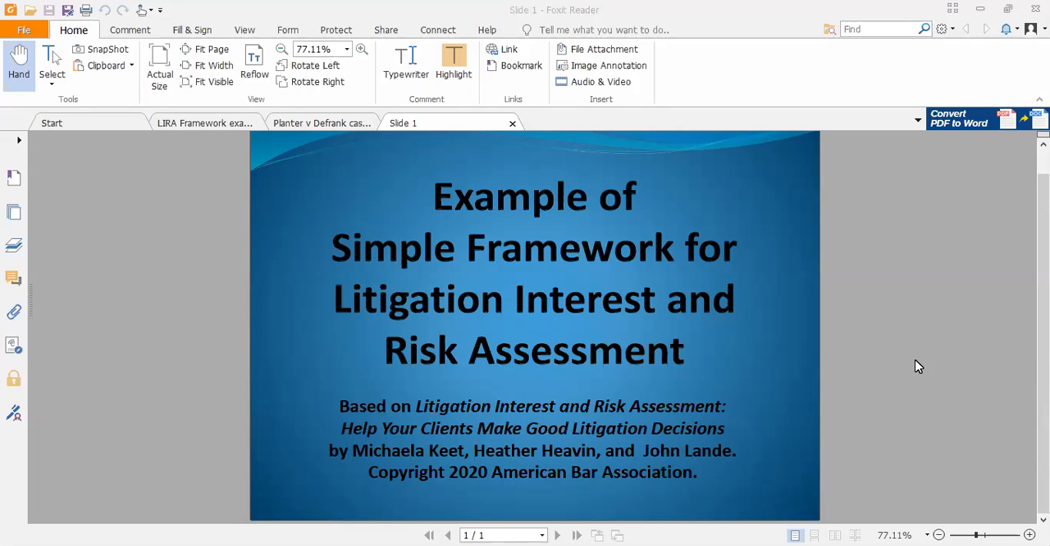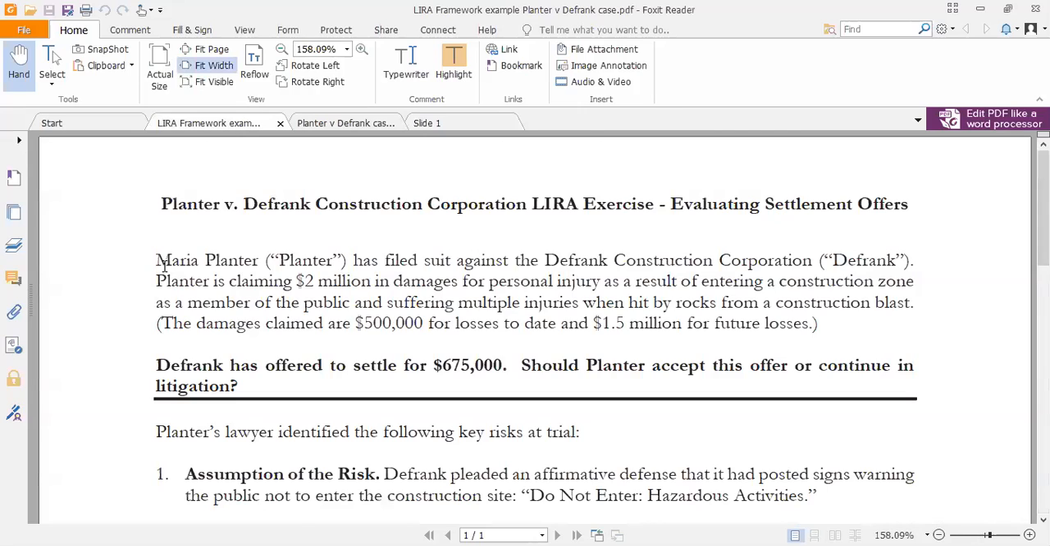I am an emeritus professor at the University of Missouri Law School, and this is a presentation of a brief example of a simple framework for litigation interest and risk assessment from the book Litigation, Interest, and Risk Assessment: Help Your Clients Make Good Litigation Decisions by Michaela Keet, Heather Heavin, and myself, John Lande, published by the American Bar Association. And we're going to walk through the fact pattern of the case from the book, and I'm going to basically read this to you and you can follow along as we go along.